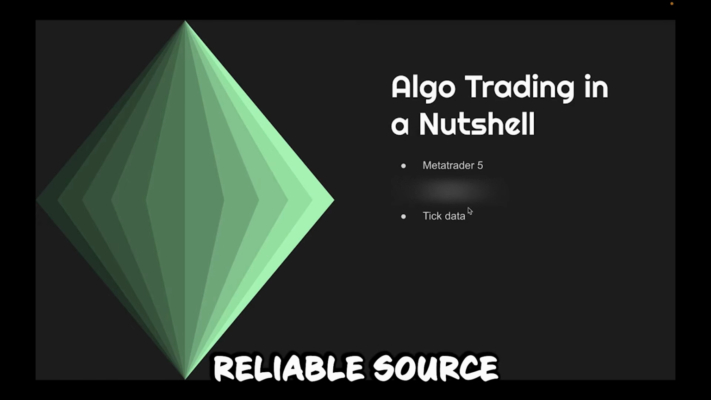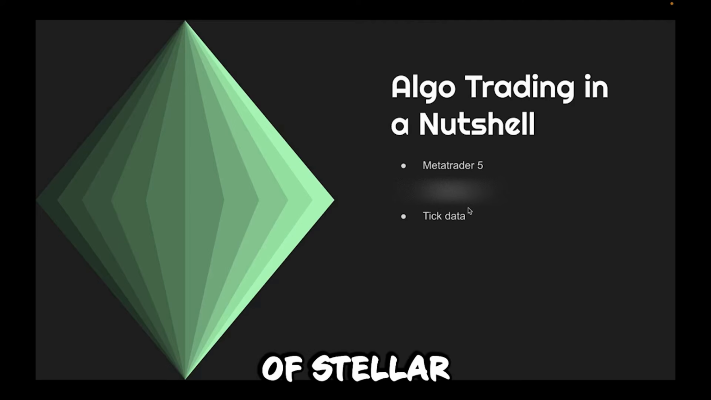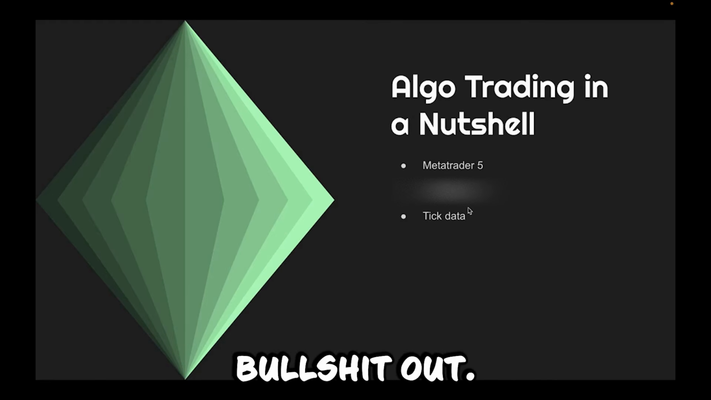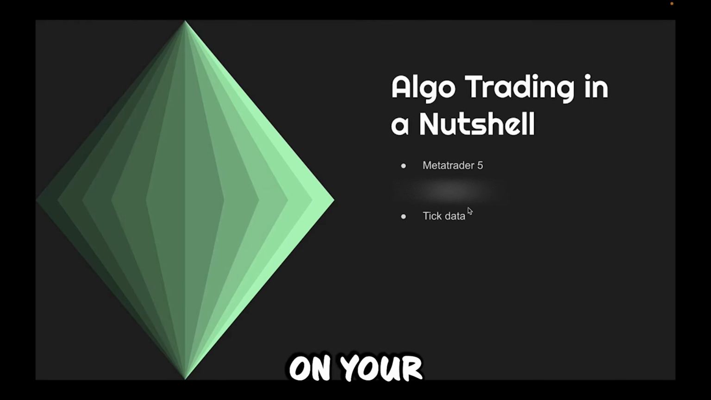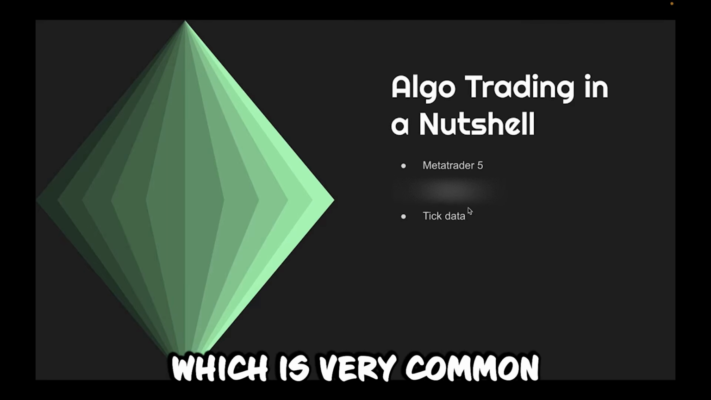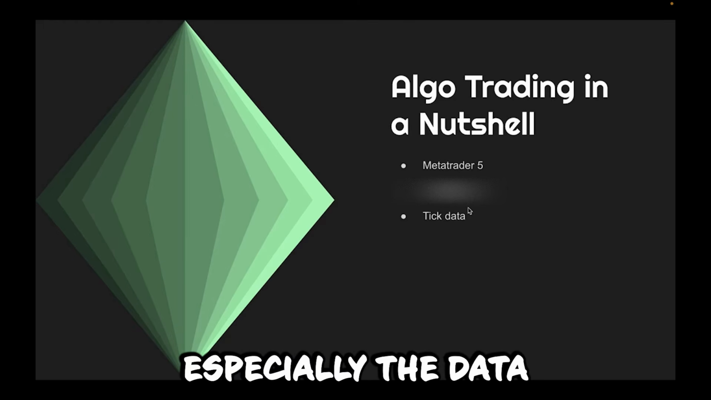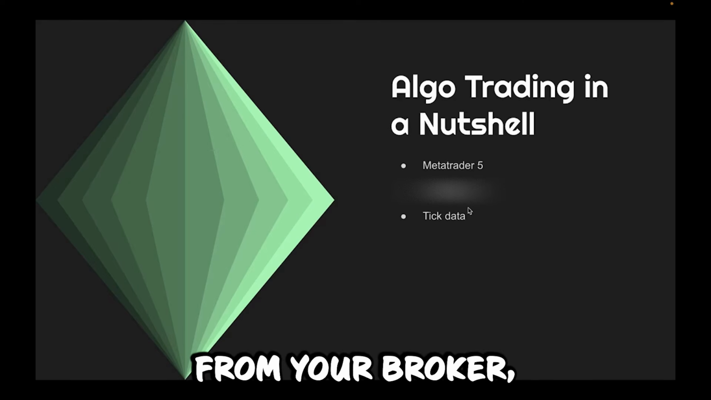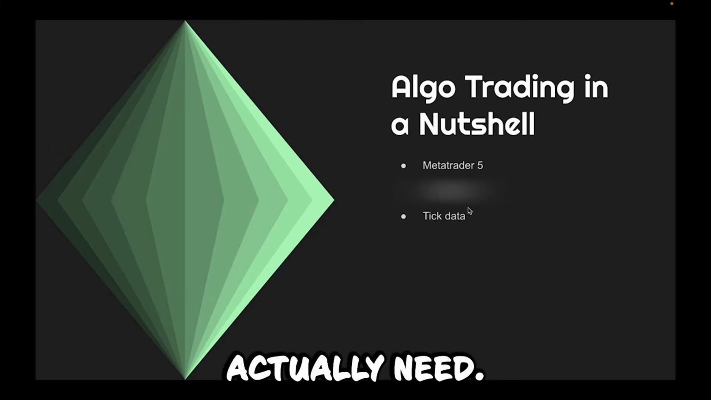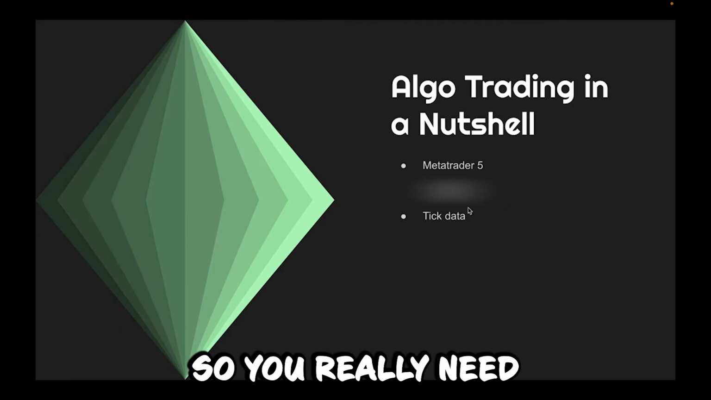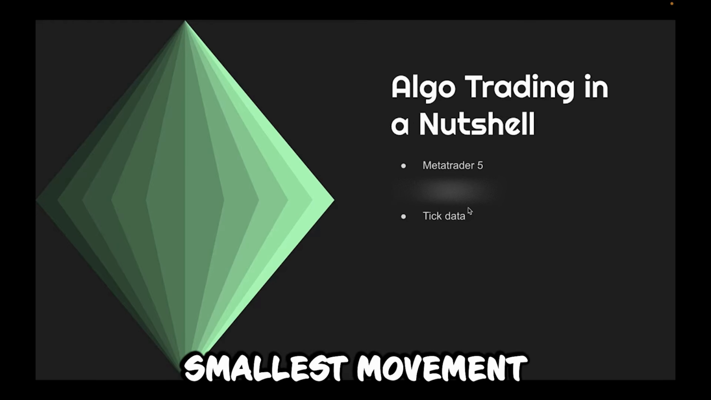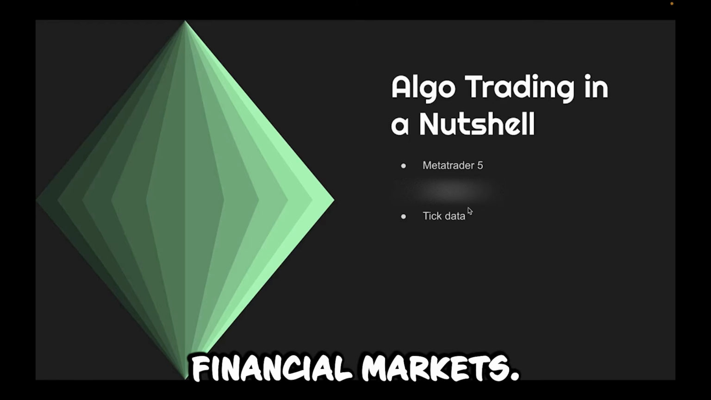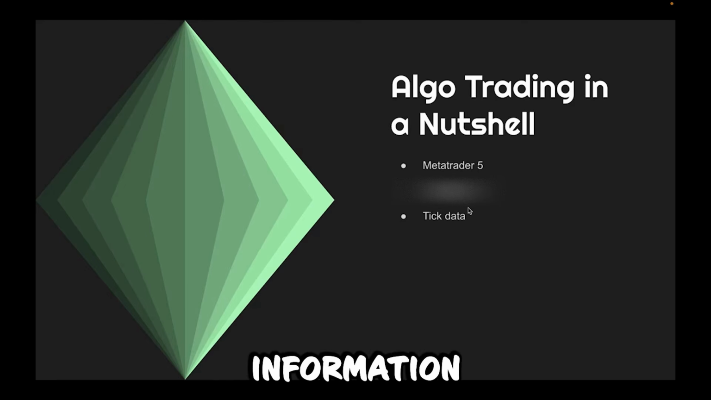So you need a reliable source of stellar historical price data. There is a saying: garbage in, garbage out. When you test your algorithmic trading idea on corrupted data, which is very common out there, especially the data you get from your broker, you never get the quality which you actually need. So you really need reliable so-called tick data. A tick is the smallest movement within the financial markets. This is just as a side information.